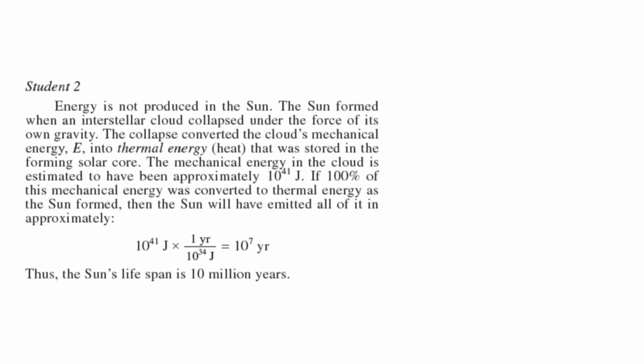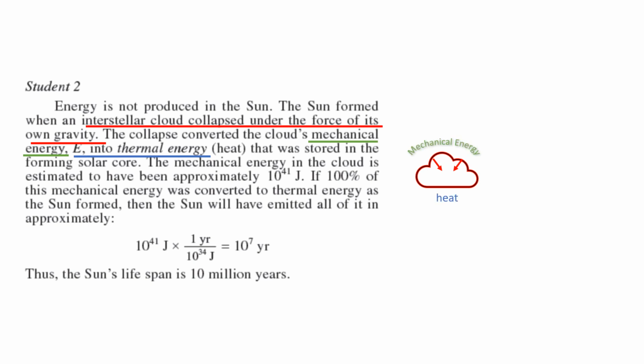Student 2, energy is not produced by the sun. That's different than student 1. The sun formed when an interstellar cloud collapsed under the force of its own gravity. So I'm just going to draw a cloud and some arrows pointing in, collapsing. The collapse converted the cloud's mechanical energy into thermal energy, so mechanical into heat. This was stored in the form of a solar core. It produced 10 to the 41 joules of energy, and it's about 10 million years old.